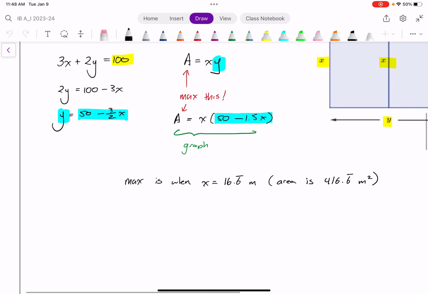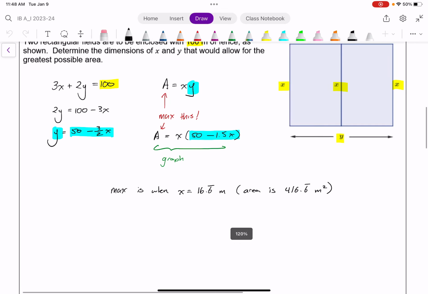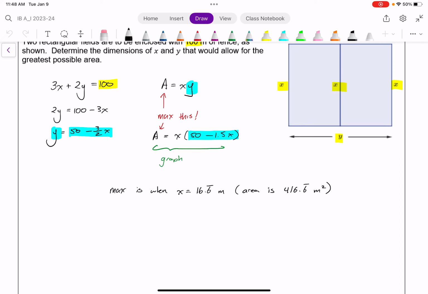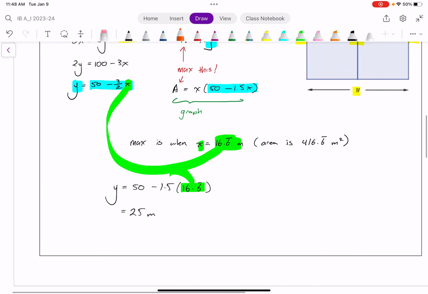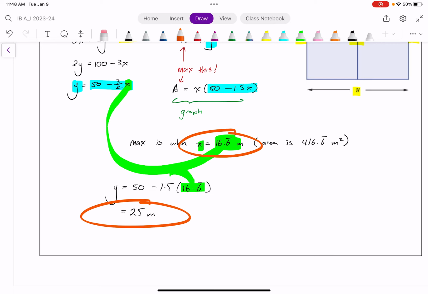But now I know when x is 16 and 2/3 meters, that's the ideal measurement for x. And so therefore for y, all I need to do is take this value and put it back into any of these equations. Probably that one right there is the easiest. And so therefore I can say y will be 50 minus, I'll just go back to 1.5 times 16.6 repeating, or whatever form we use. And if you do that, you should get exactly 25 meters. And so the optimal measurements are x being 16 and 2/3 meters, y being 25 meters exactly.